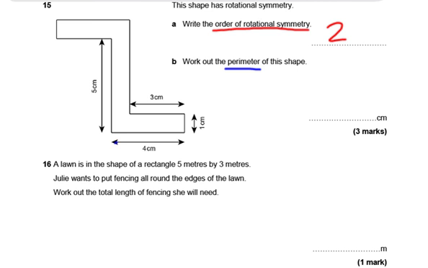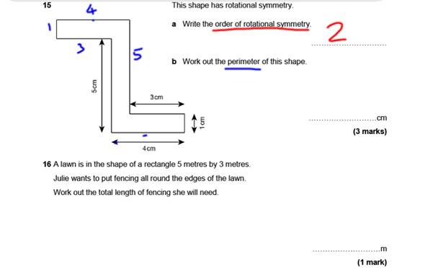Now, if that bottom one is 4, that top one is also 4. If that one's 1, that one's 1. And if that one's 3, that one's 3. And if that one's 5, that one's 5. If you measured it, you'll notice that this side is the same as this side, and so on. So now I've labelled all the sides, I can work out the perimeter.